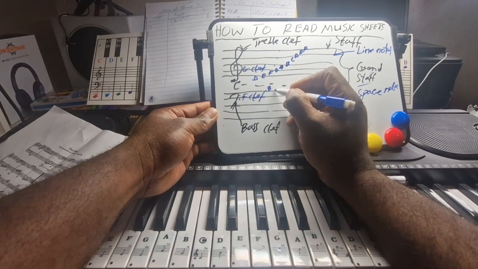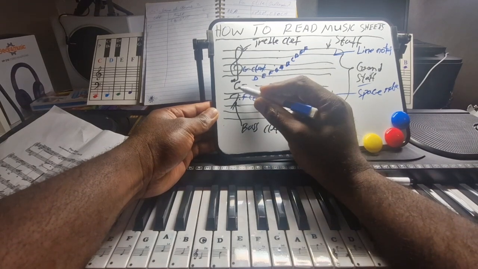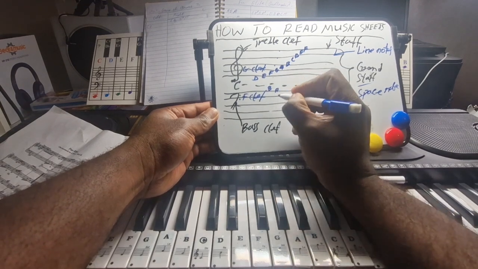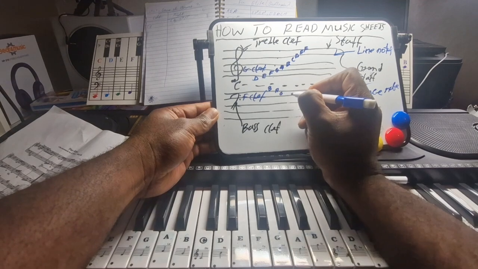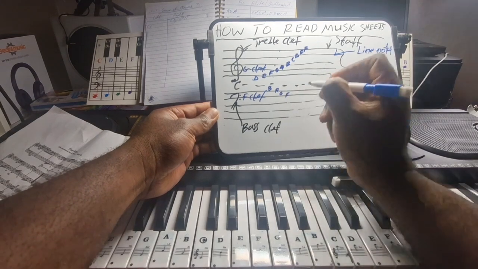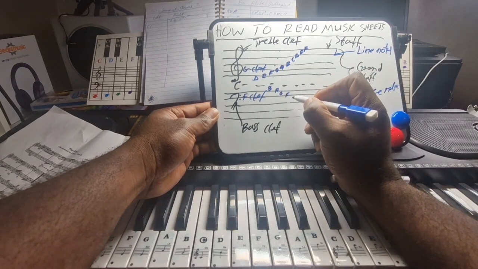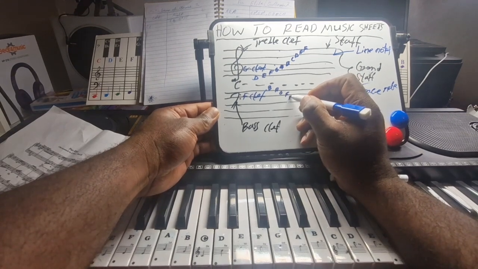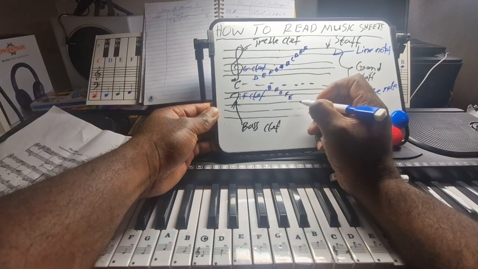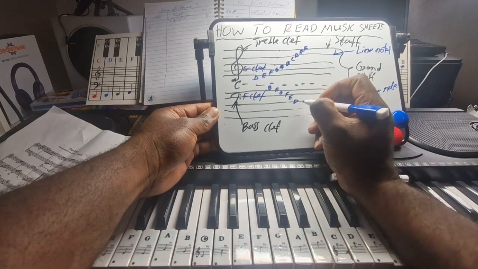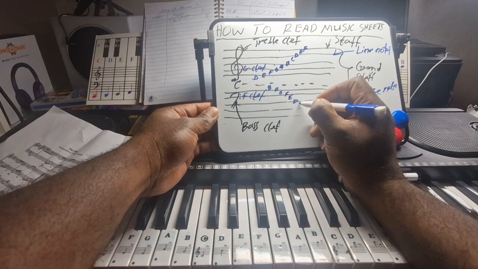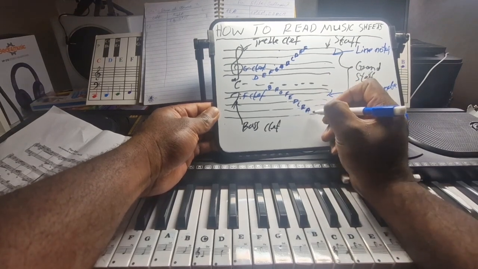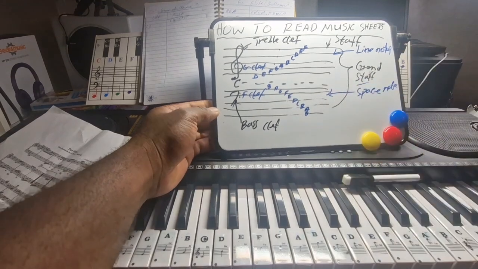and this is what? You have C, B, A, G, F. All right, E, G, C, B, A, and G.